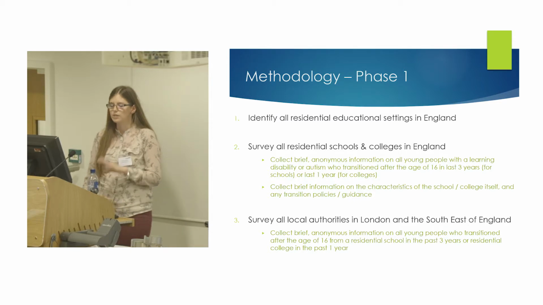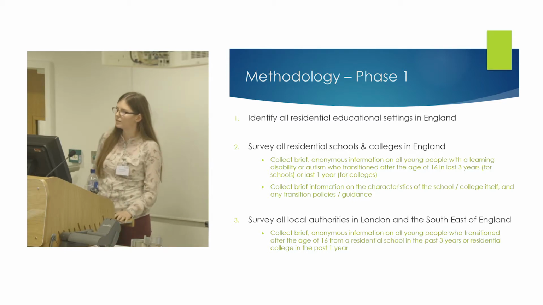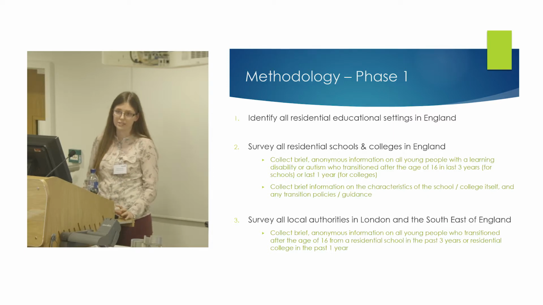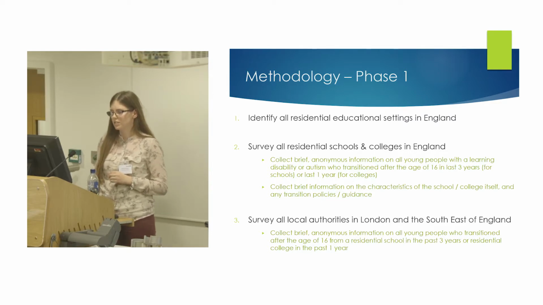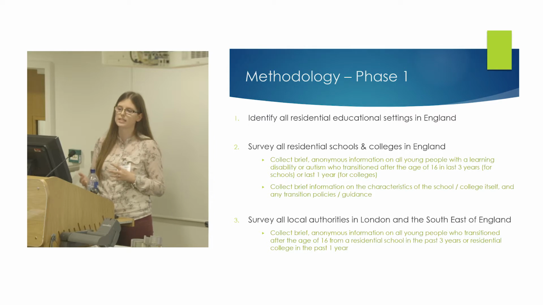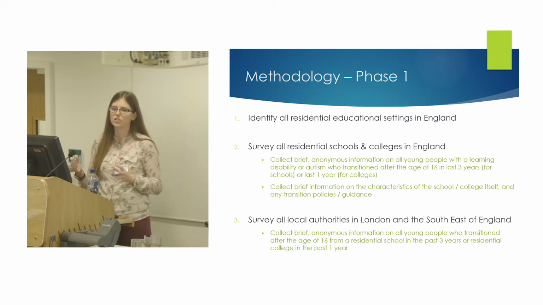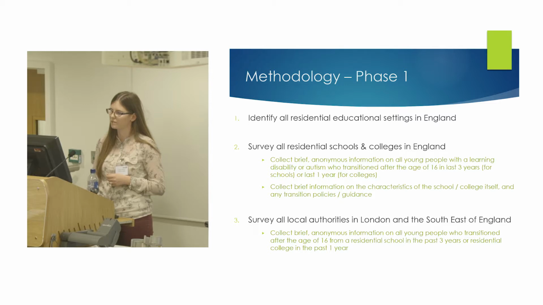So our methodology, we've got two phases to the project. In phase one, firstly, clearly we need to identify all of the residential educational settings in England, because there isn't really a centralised list. And then we want to survey all residential schools and colleges in England. So we want to collect brief anonymous information on young people with learning disabilities who have left the setting. For schools, we're looking at the transition within the last 3 years, and for colleges, we're looking at the last year. And that's largely for practical reasons, because colleges tend to be bigger, and we hypothesise we wouldn't get very much uptake because of the number of young people they might have to collect data on.